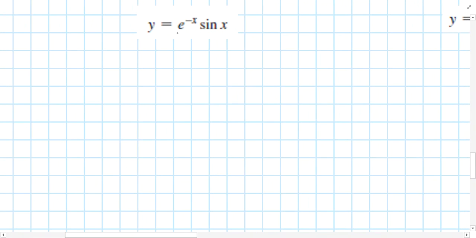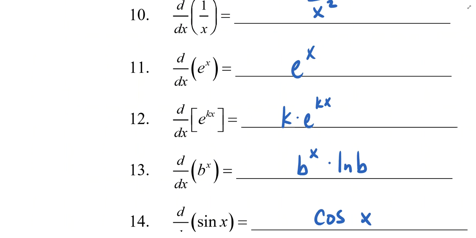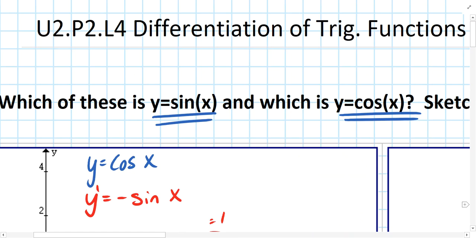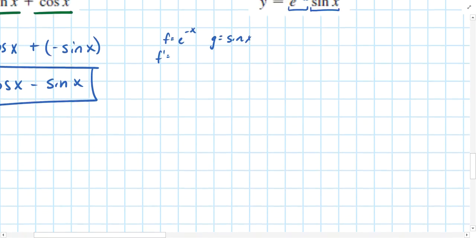For this function here, I see a product of two functions, so we'll use the product rule, where the first function might be e to the negative x power, the second function might be sine of x. So the derivative of the first function, this is a modified form of one of the rules that we memorized. Number 12 is what I'm referring to. e to some number times x is equal to that number times e to the kx. And so in this case, k happens to be -1.